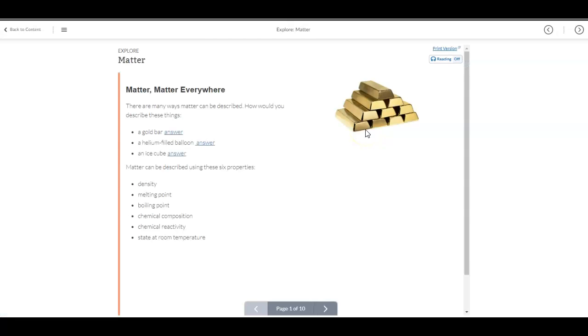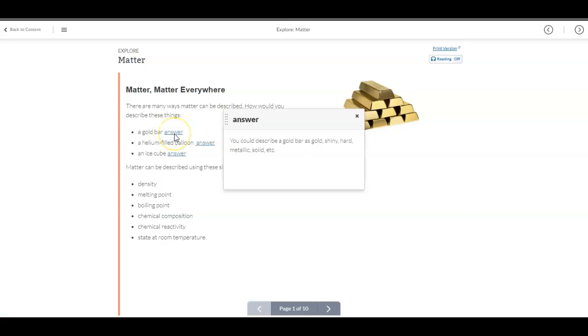So there are many ways that matter can be described. How would you describe these things? A gold bar, a helium-filled balloon, an ice cube. So if we look at the answer, you could describe a gold bar as gold, shiny, hard, metallic, solid. Those are just a few examples. A helium-filled balloon, you could describe as latex or rubber, sphere-shaped object, less dense than air, meaning it floats. And an ice cube could be square-shaped, solid, cold, wet, any of those things.